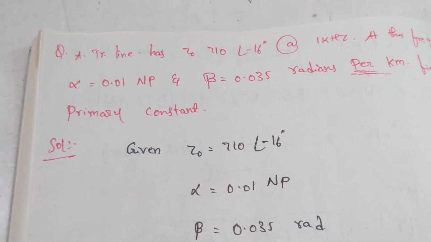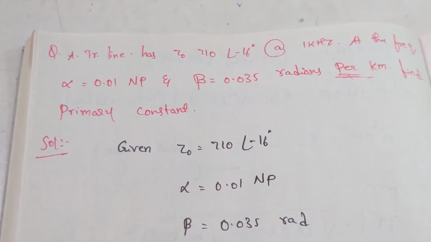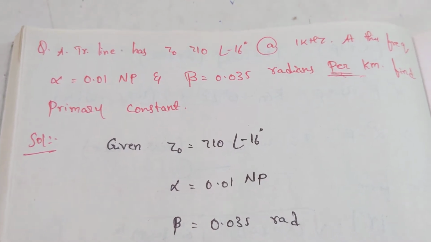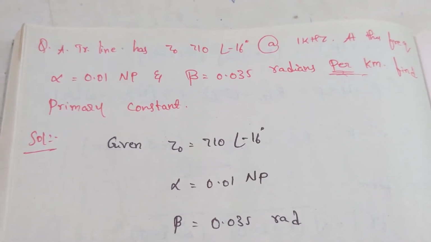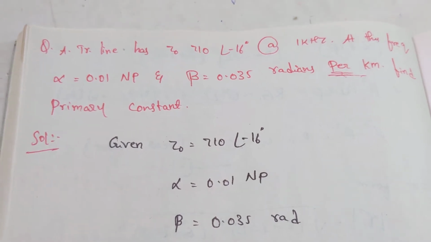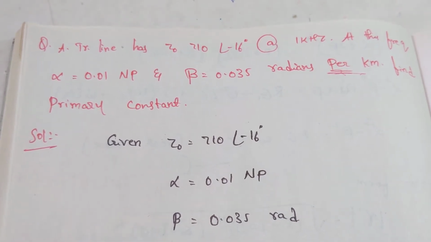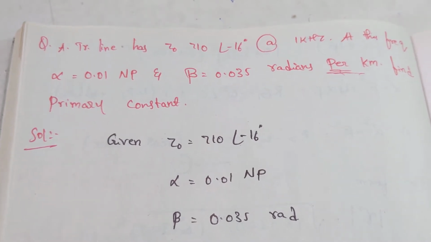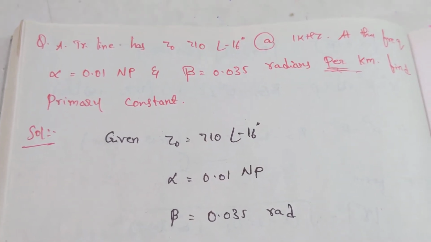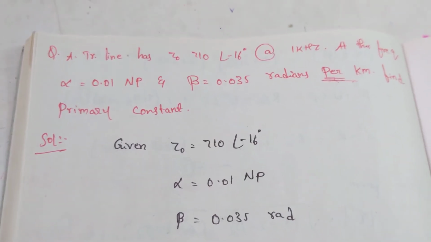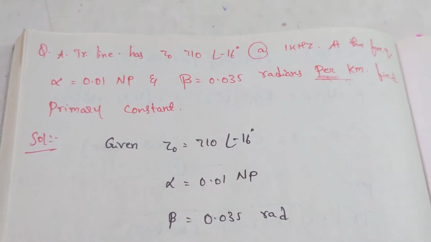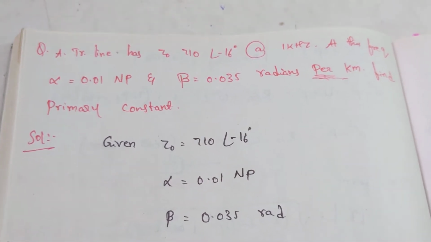So first of all, we'll look at the problem, what they mention. They mention that a transmission line has a characteristic impedance of 710 angle minus 16 degrees at 1 kilohertz frequency. At the same frequency, they provided the attenuation constant as 0.01 nepers and the phase constant as 0.035 radians per kilometer. Okay, per kilometer they mention. So now you are supposed to find out the primary constants per kilometer.